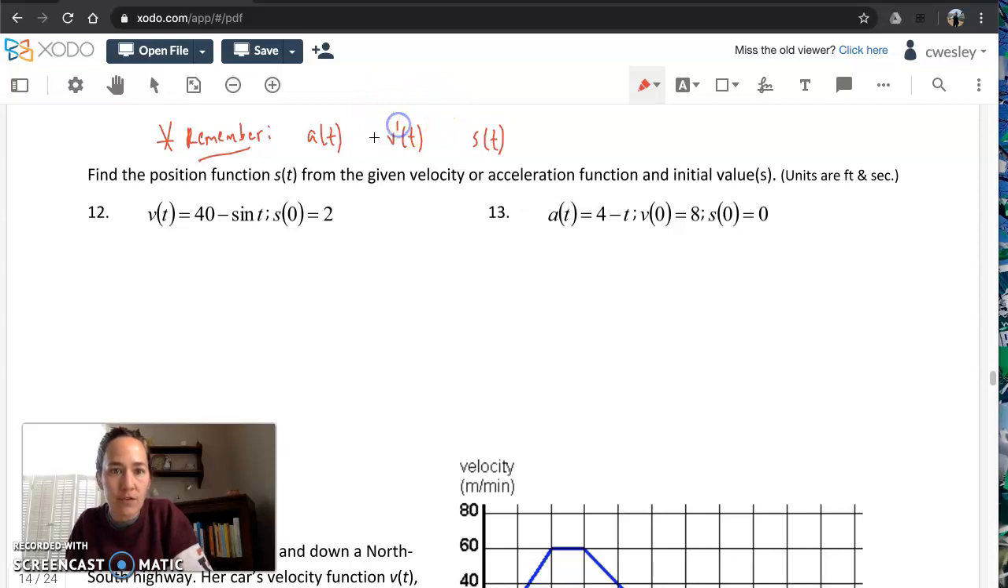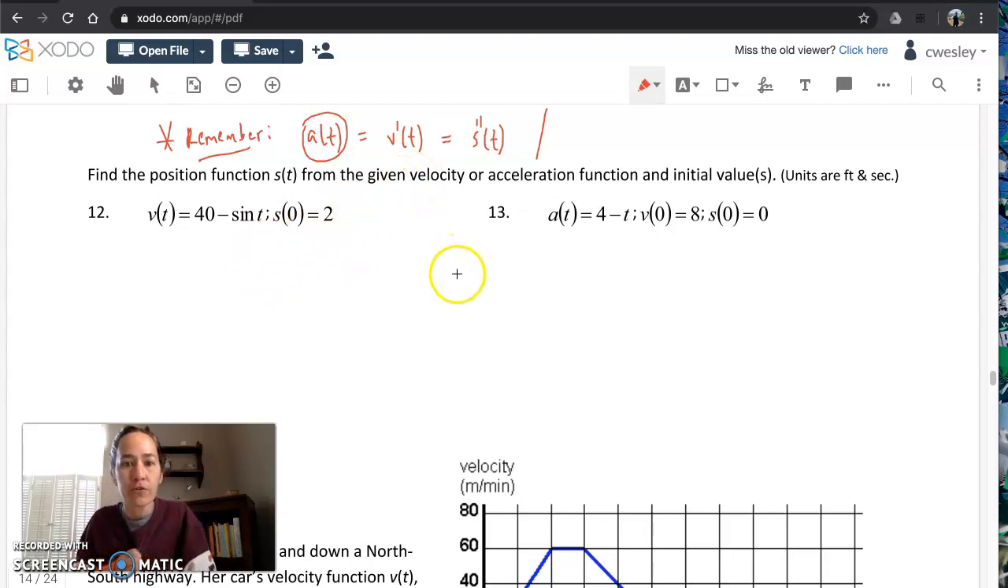The derivative of velocity, the rate of change in velocity, is equal to acceleration. And the rate of change in position is equal to the velocity of the function, right? The double derivative, second derivative of position gets you all the way back to acceleration. Well, now we want to go the other way.